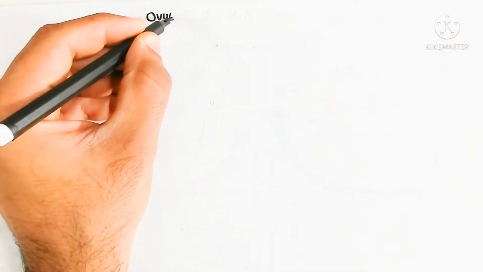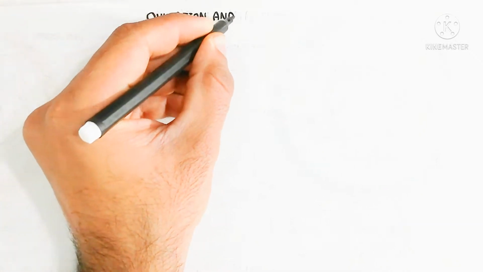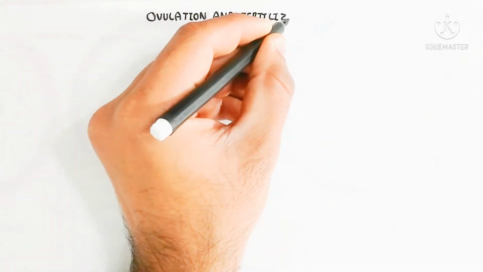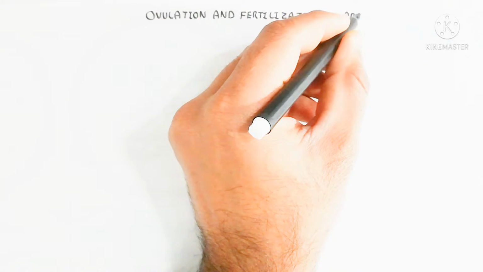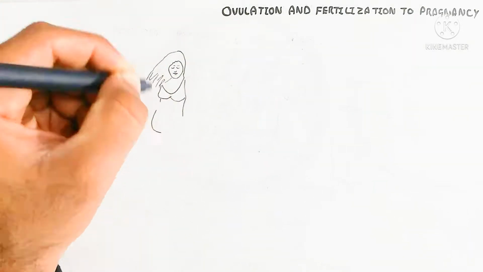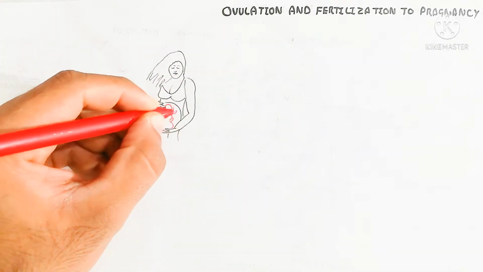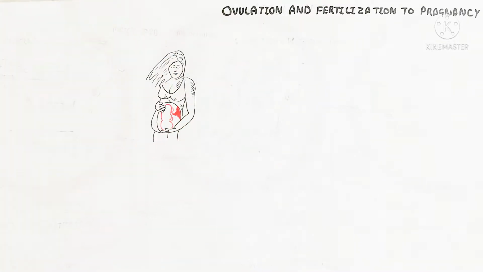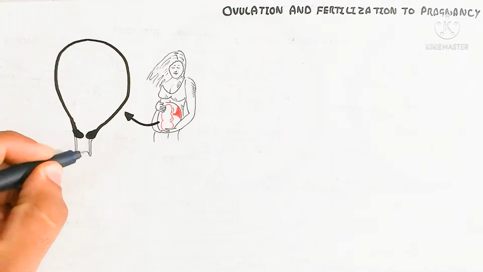Hello, in this video we will discuss ovulation and fertilization through to pregnancy, and we will also discuss the birth. The total gestation period of pregnancy is usually about 280 days. So let's begin by understanding the placenta during pregnancy.